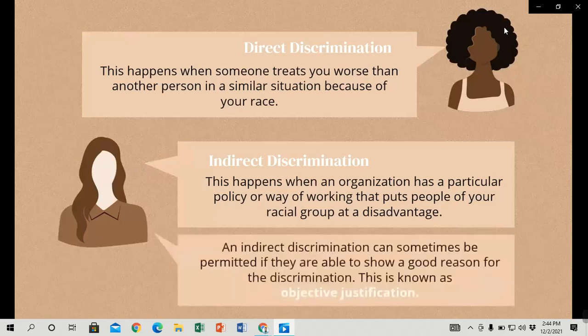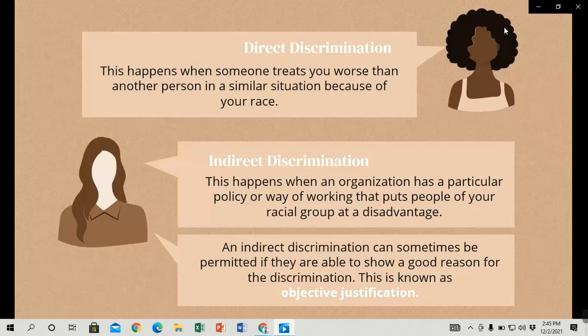Sometimes an indirect discrimination can be permitted if they are able to show a good reason for the discrimination. This is known as objective justification. On the last example, the hairdresser not wanting employees to cover their hair puts Muslim women under threat, or they will feel uncomfortable because they need to wear their hijab or cover their hair.